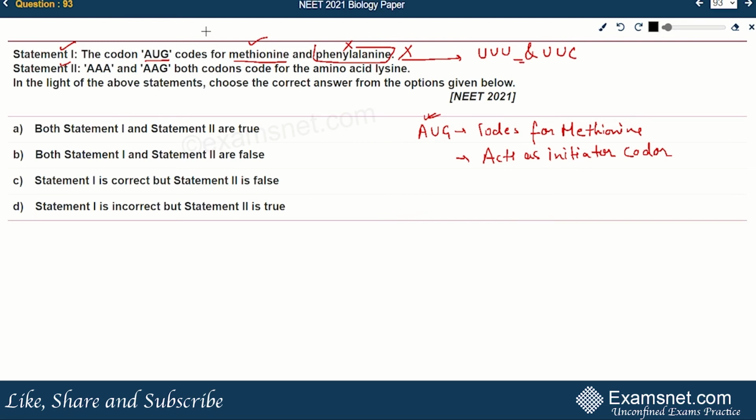Now the second statement says AAA and AAG both codons code for amino acid lysine. So this is a true statement, because both of them are the right codon for lysine. So out of the given options, option D will be correct because statement 1 is incorrect but statement 2 is true.